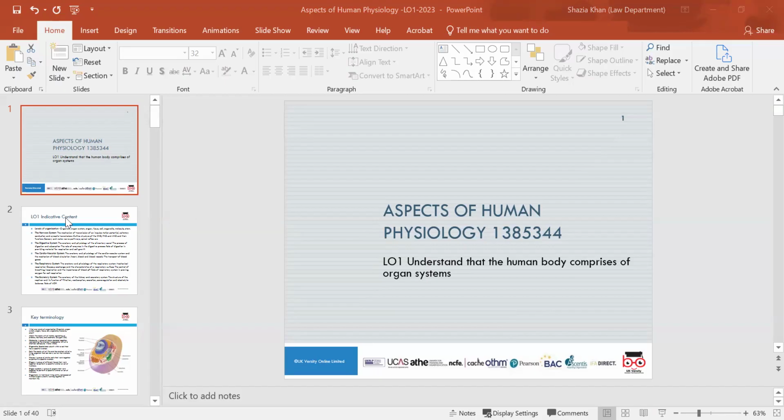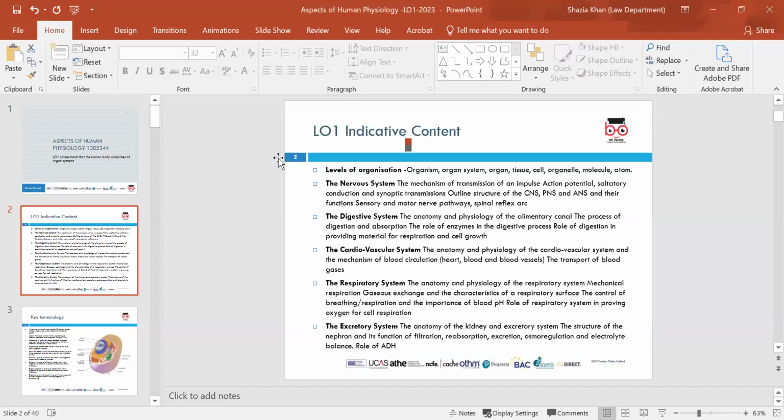The next slide is the indicative content. So levels of organization: organism, organ systems, organ, tissue, cell. We look at the nervous system, the digestive system, and elements of the cardiovascular system, the respiratory system, and how it works with different organs. And then we go on to look at the excretory system as well. So this is the indicative content for learning outcome 1.